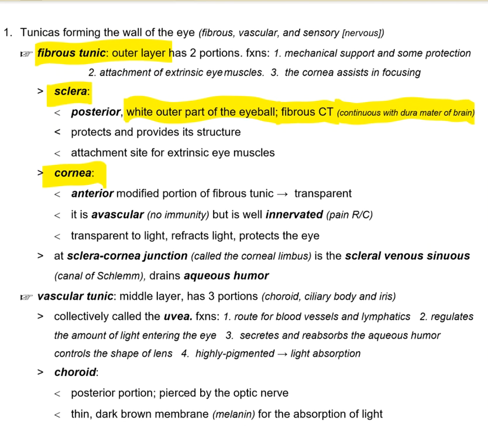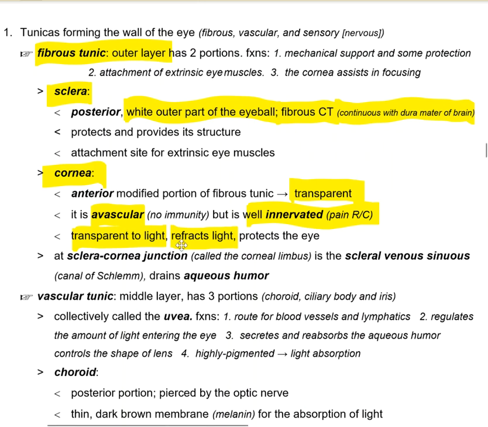The cornea is the more anterior portion, and this is transparent or clear, and it is avascular. Avascular means no blood vessels, no immunity, meaning there's no white blood cells or anything there, but it is well innervated, and there are pain receptors, so if something hits our cornea, it'll make us blink, and we'll have a reflex response. It is transparent to light. It refracts light, meaning that the light enters and goes in at an angle, and of course it protects the inner part of the eye.